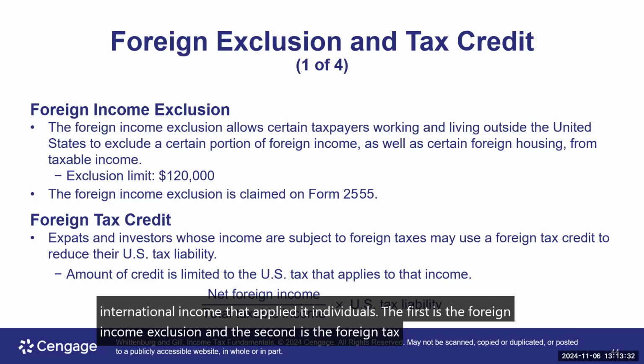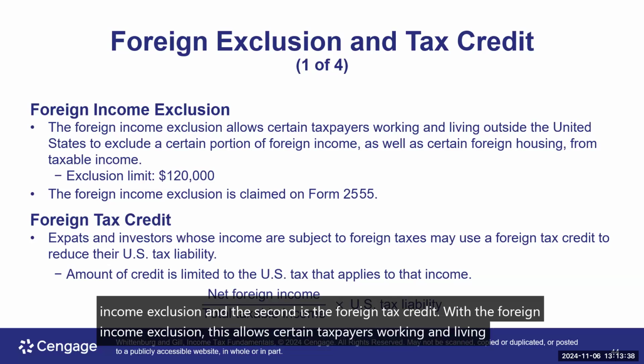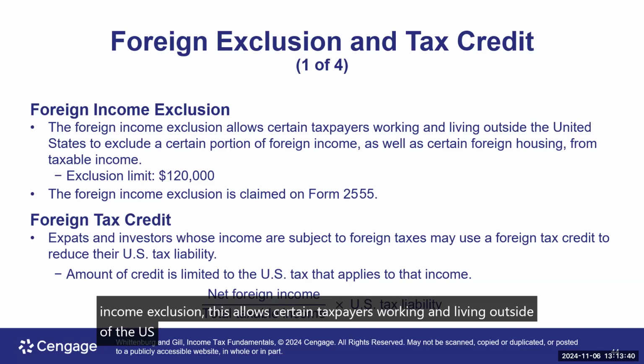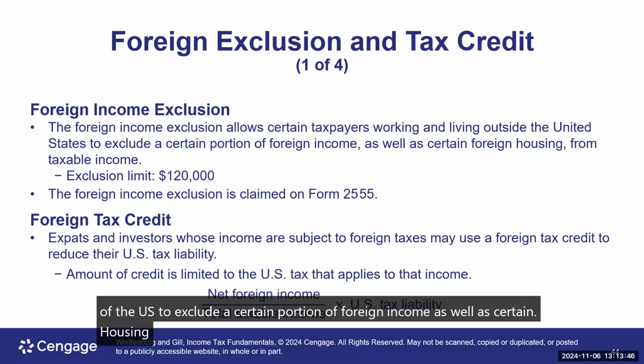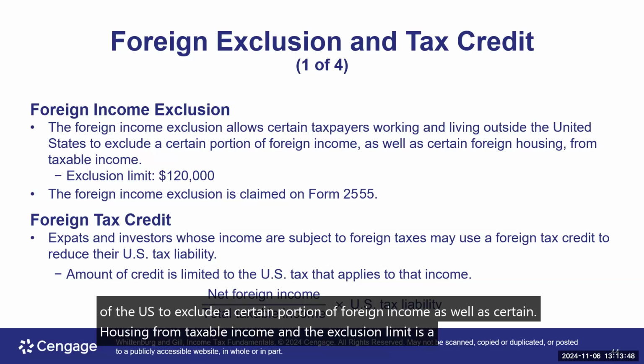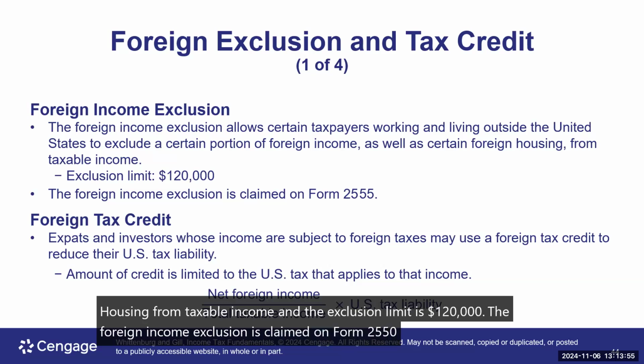With the foreign income exclusion, this allows certain taxpayers working and living outside of the U.S. to exclude a certain portion of foreign income, as well as certain foreign housing, from taxable income. And the exclusion limit is $120,000. The foreign income exclusion is claimed on Form 2555.